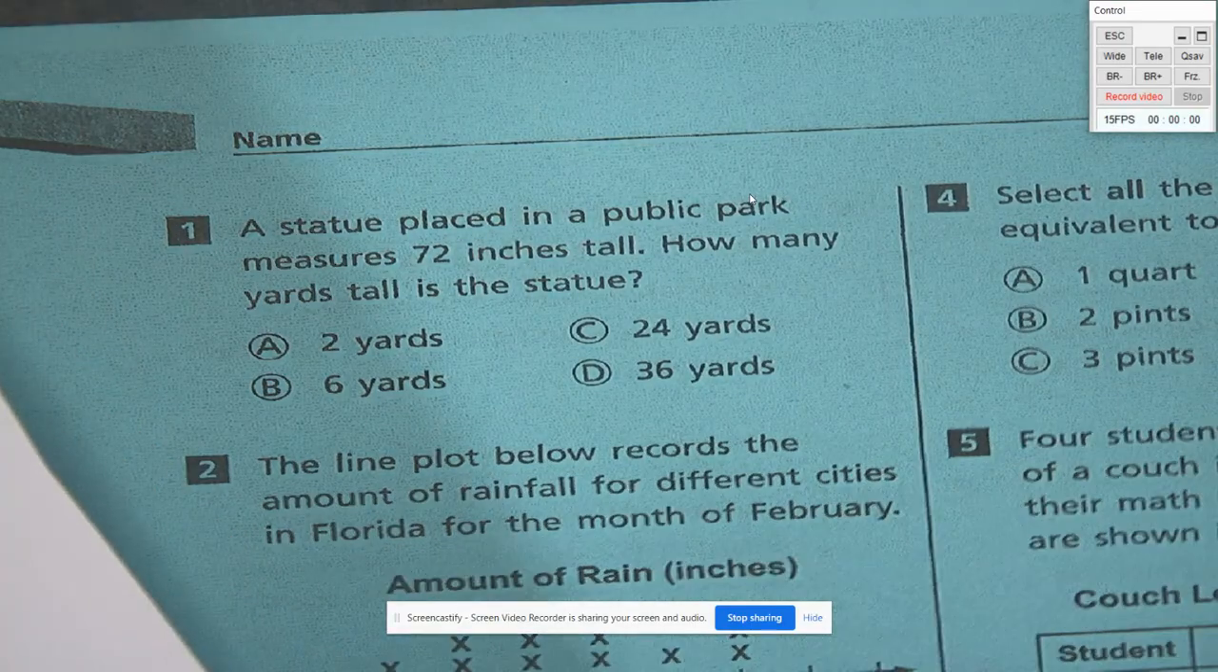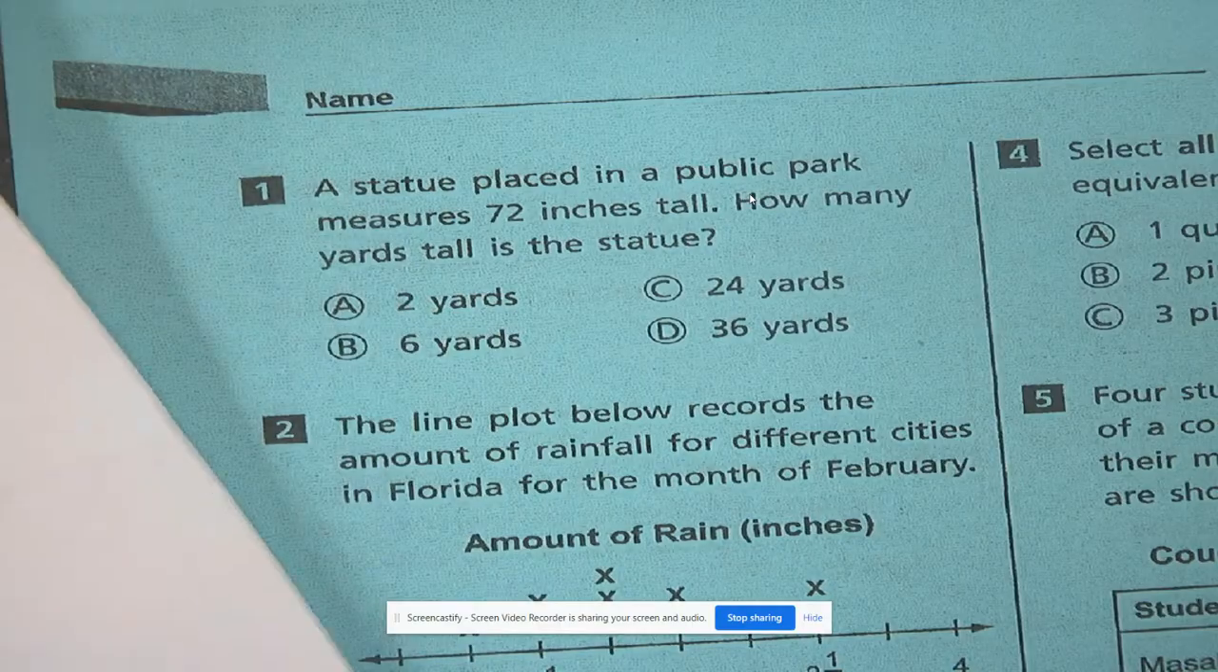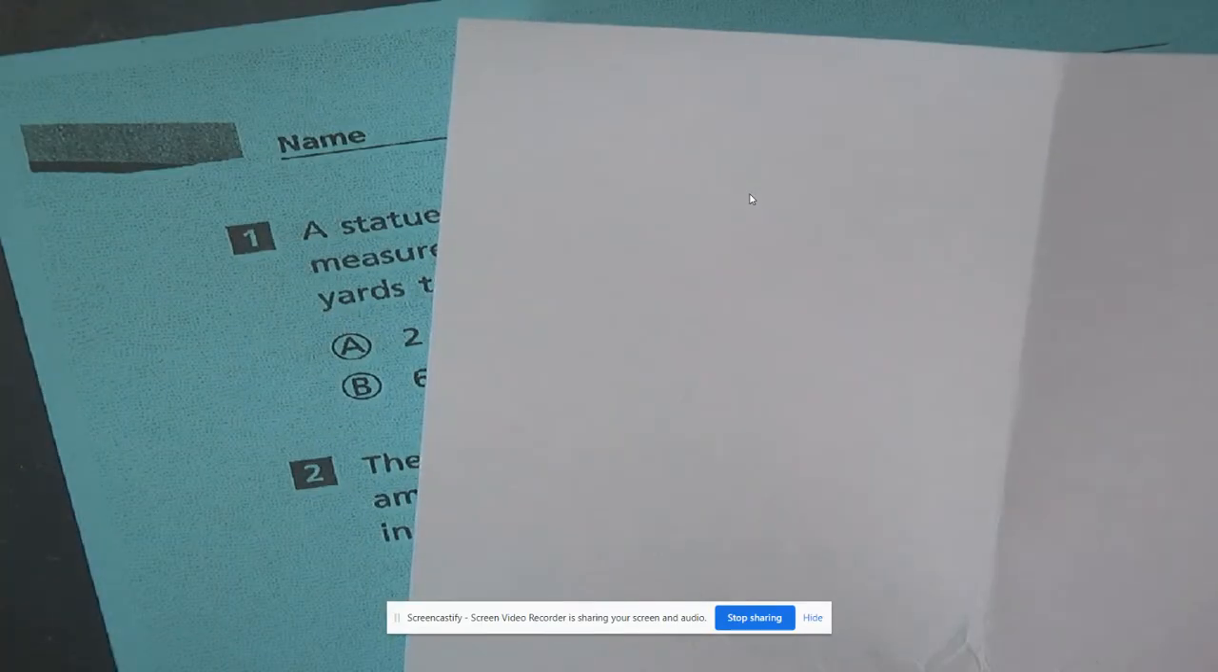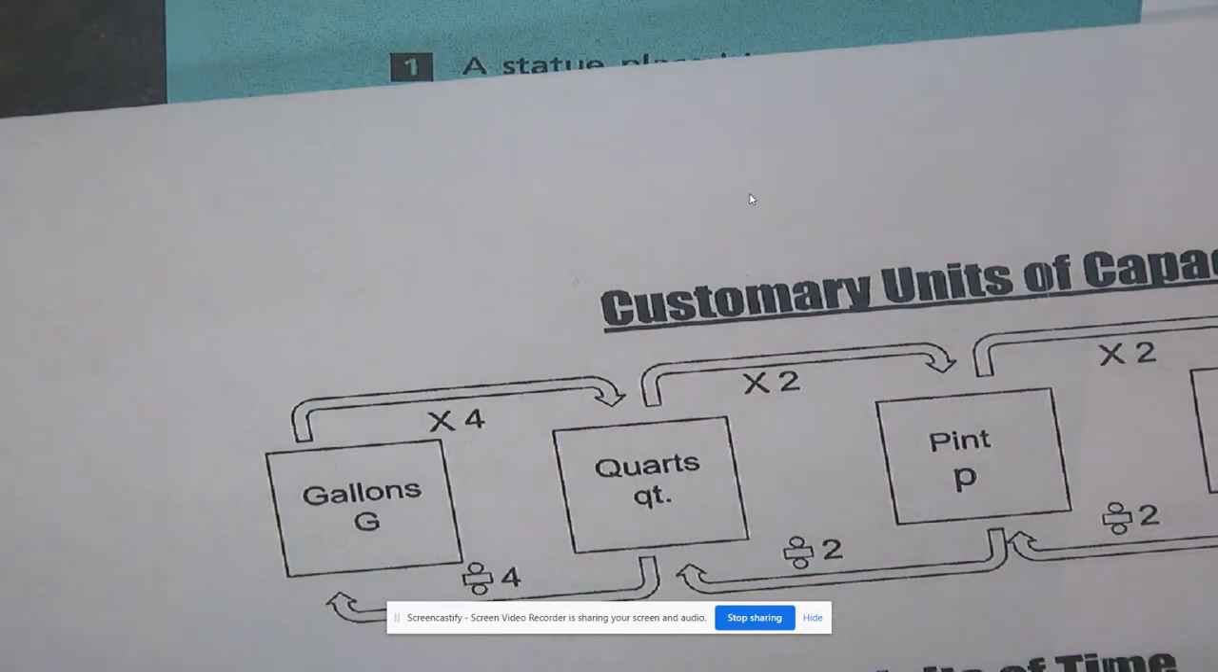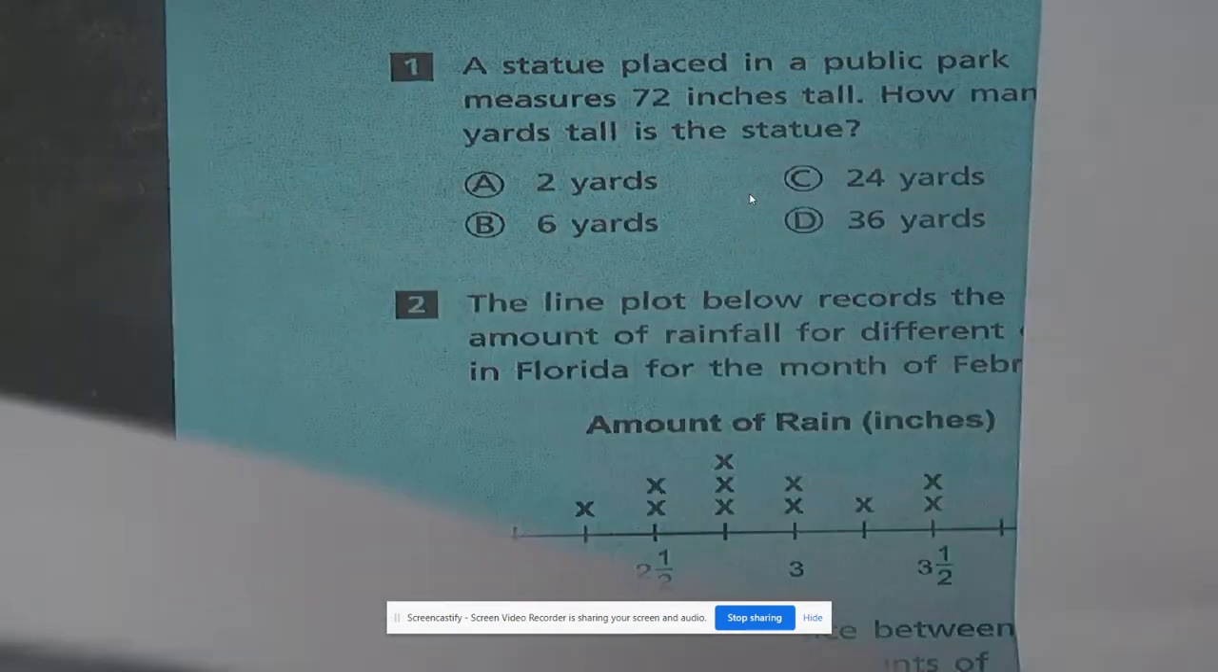Okay, you should have your test. You should have a scratch piece of paper, and you should also have a reference sheet. It looks like this. Everybody have those ready to go? Okay, here we go. Number 1.